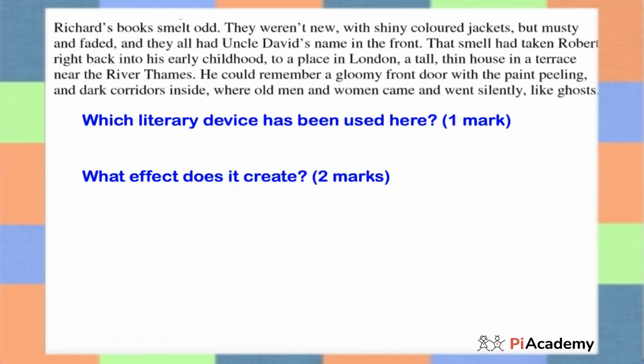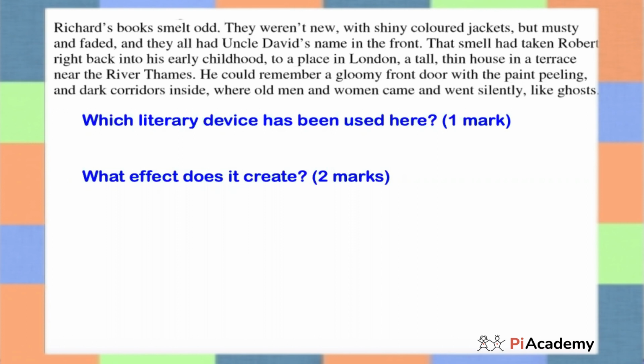Richard's books smell odd. They weren't new with shiny coloured jackets, but musty and faded, and they all had Uncle David's name in the front. That smell had taken Robert right back into his early childhood, to a place in London, a tall, thin house in a terrace near the River Thames. He could remember a gloomy front door with the paint peeling and dark corridors inside where older men and women came and went silently like ghosts.